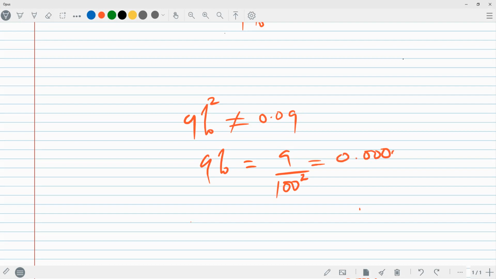9% squared is not equal to 0.09. Don't forget, 9% squared is equal to 9%, okay? You will divide by 100 squared if you want to convert to decimal, which is 0.00... I don't know how many zeros there are, but anyway, that's how it is. So be quite careful as you make those interpretations.